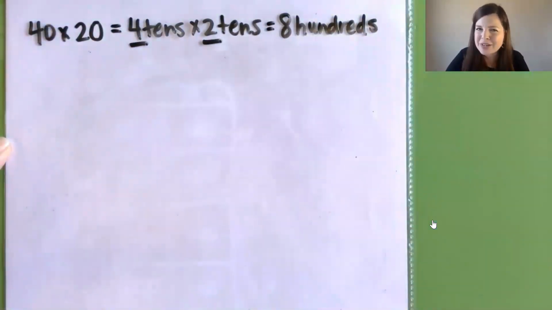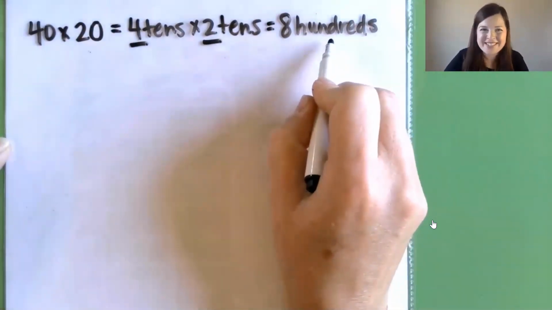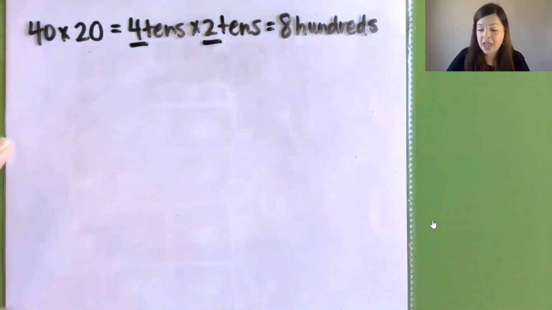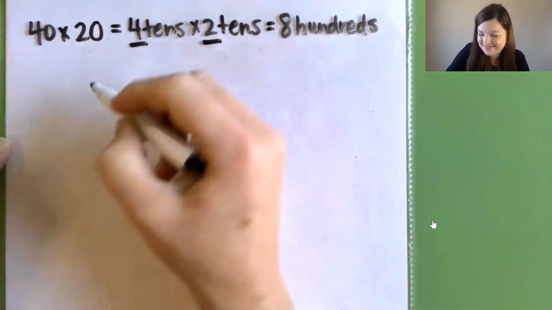Are you still not sure? Let's use an area model to prove that when we multiply tens times tens, we get a new unit of hundreds. Let's draw a 40 by 20 rectangle on our personal whiteboards.